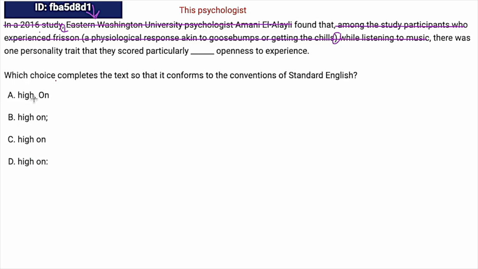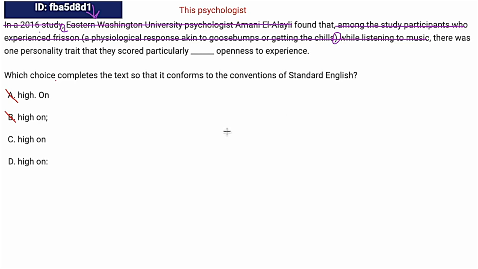So a period is supposed to separate two independent clauses, right? If I look at the supposed sentence starting from "on," we get "on openness to experience." That is definitely not a sentence, so A is out. With B, we have something similar going on because a semicolon acts like a period most of the time. So what would that read like? Well, after "on," we would get "openness to experience." Openness to experience is literally just a noun phrase. It's not a full sentence. So again, that's not going to work.